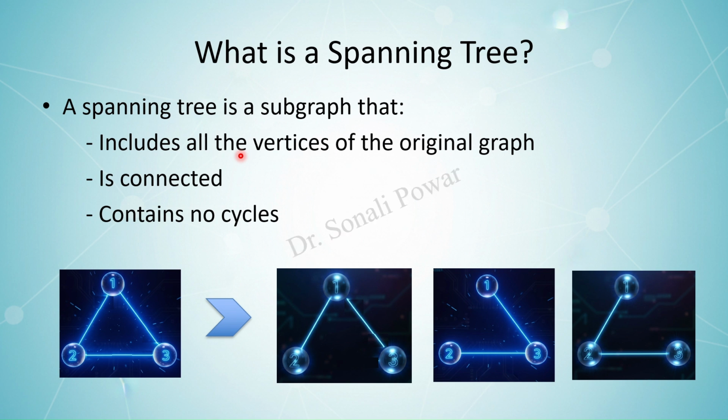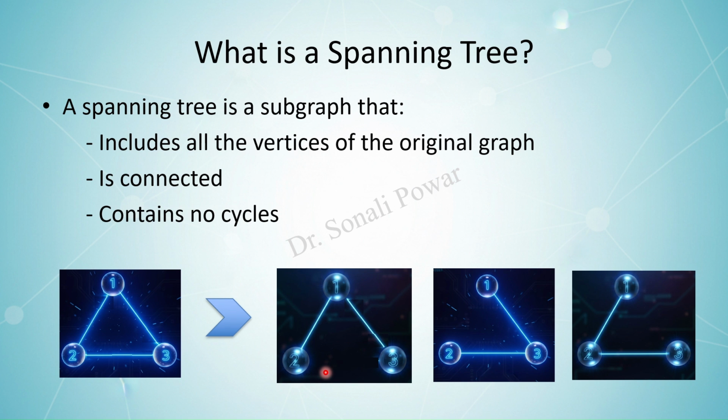A spanning tree is a special kind of subgraph. It includes all vertices of the original graph. It stays connected and it does not have a cycle. If you observe this figure, this is our graph and these three are the possible spanning trees of the given graph. If you observe, each and every spanning tree is connected, it does not contain a cycle, as well as it has all vertices which are present in your graph.